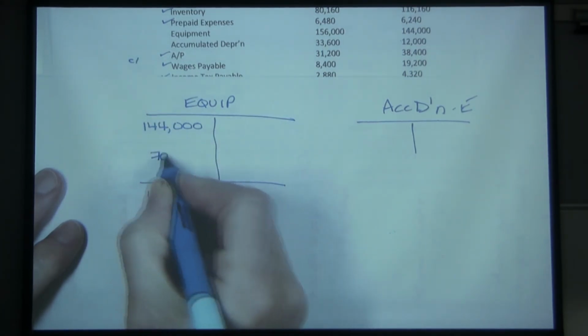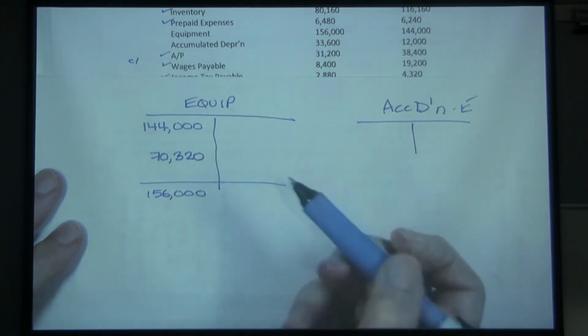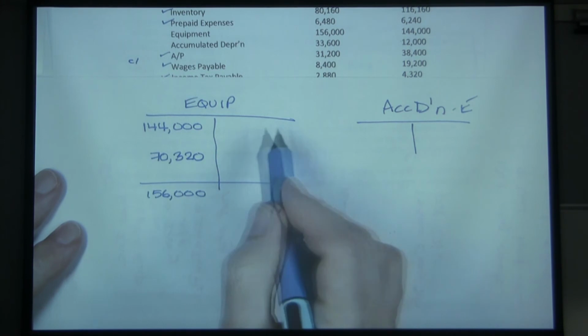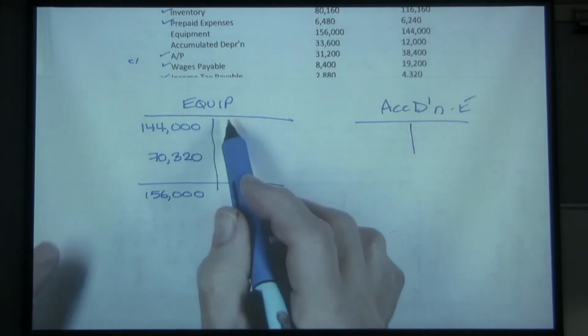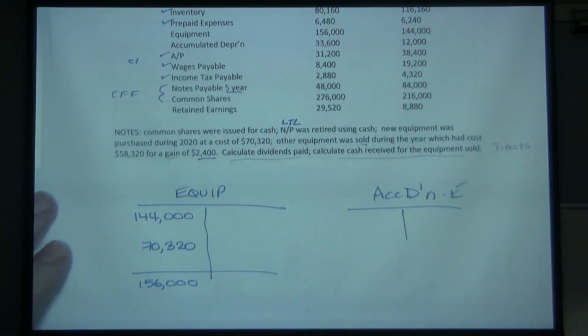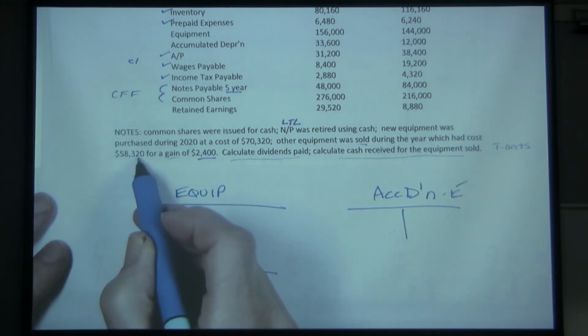So we add that to our equipment account. You can see this doesn't add up. So we need to subtract the amount for the equipment that we sold, which was sold during the year and had a cost of 58,320.